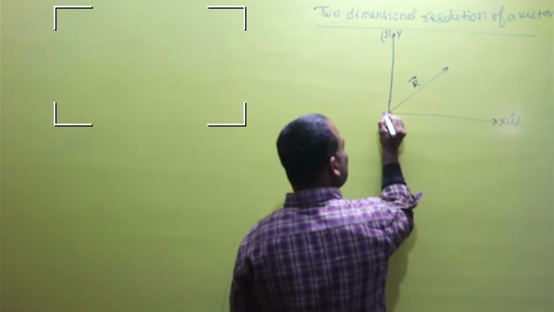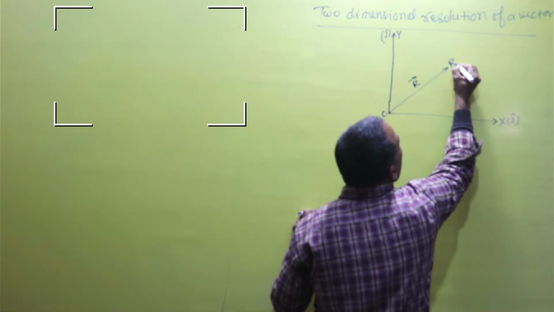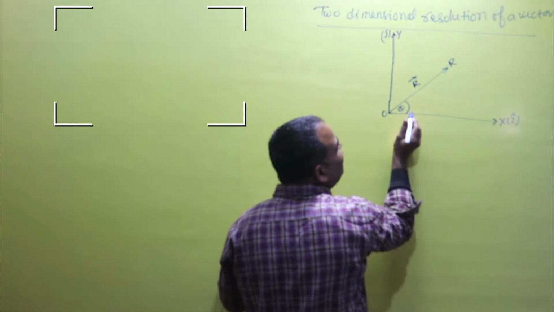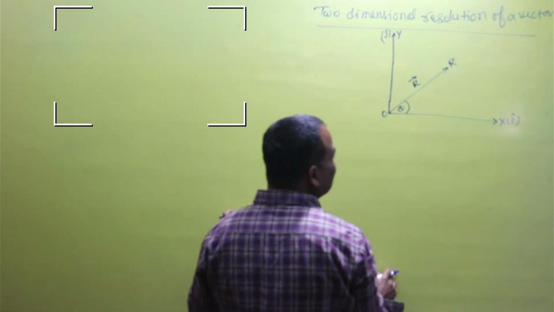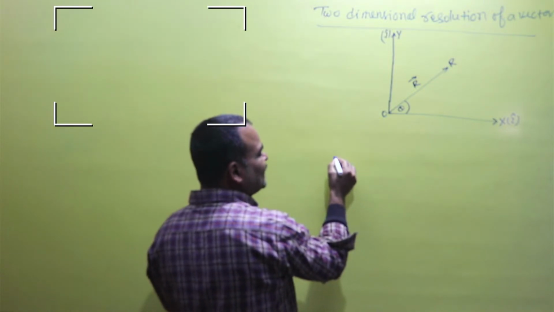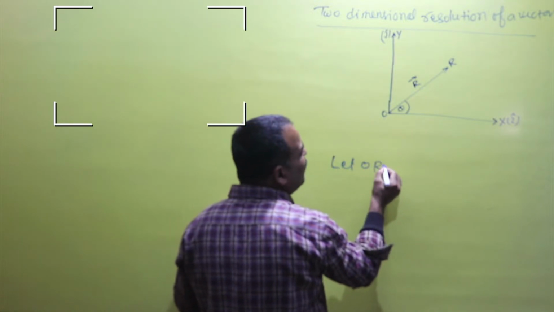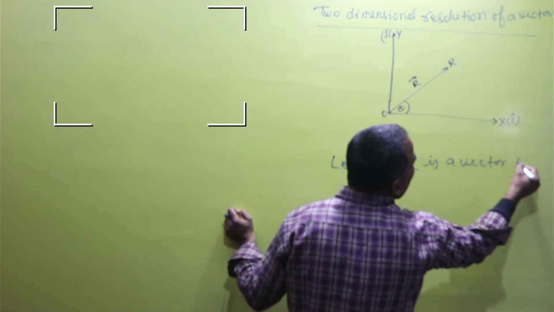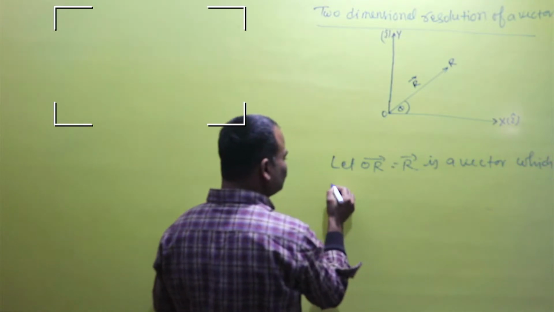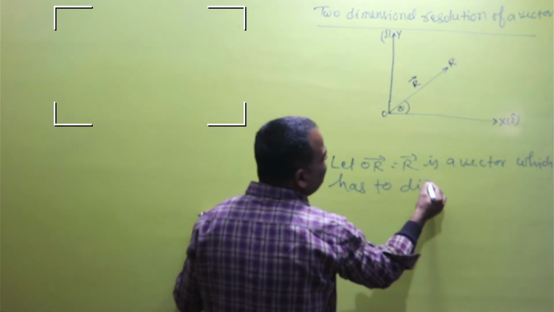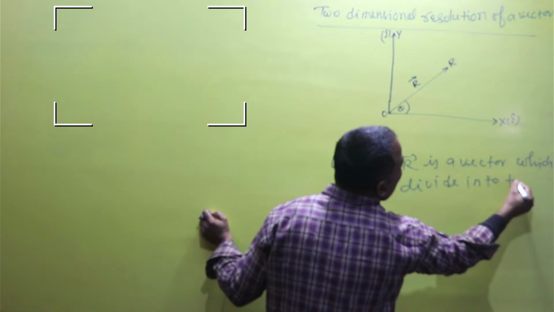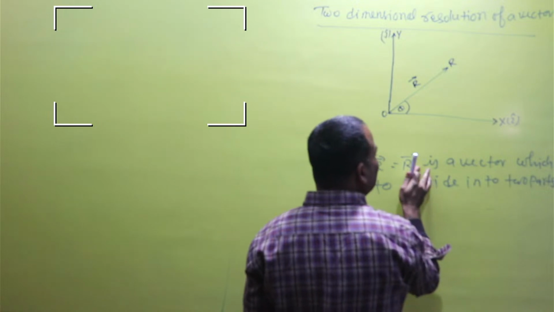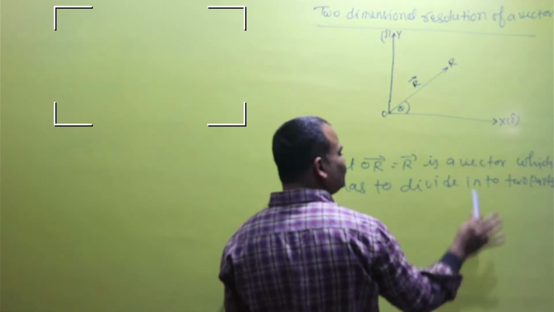Let OR be the vector R, and the vector R makes angle theta to the direction of x-axis. So we can write about the figure that let OR equal to R is a vector which has to be divided into two parts.